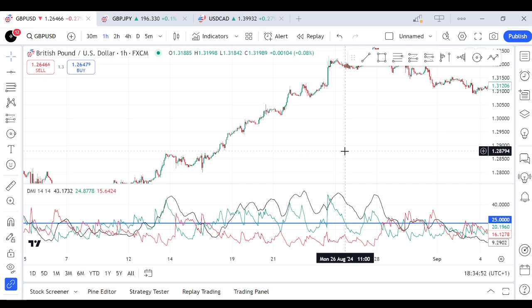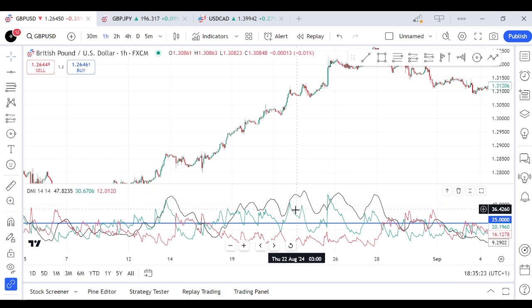When you see this indicator on your chart, it appears as three separate lines that work together to tell you exactly where the market is heading. It shows you not just whether prices are moving up or down, but also how strong that movement is. So this makes it particularly valuable when you need to determine whether a trend is worth trading or if it's losing steam. Now the DMI consists of three essential components that work together.